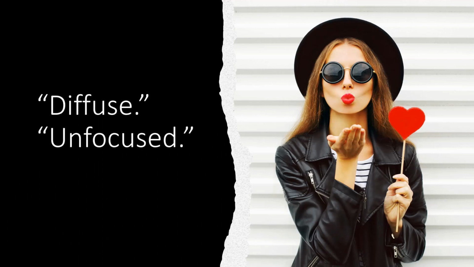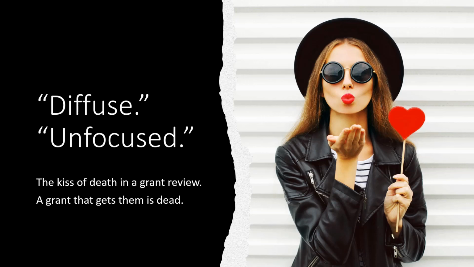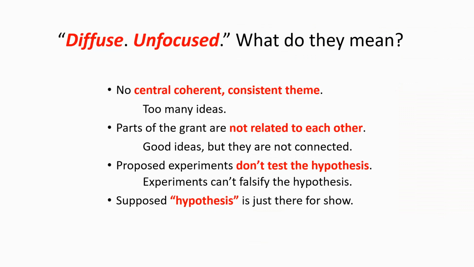A common criticism is that a grant is diffuse and unfocused. This is the kiss of death in a grant review. Any grant that gets them is dead. Now, what exactly does diffuse and unfocused mean?